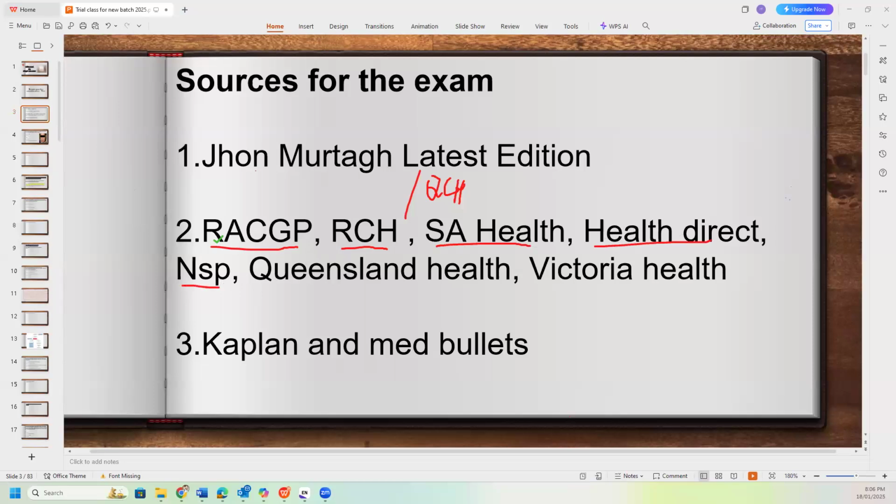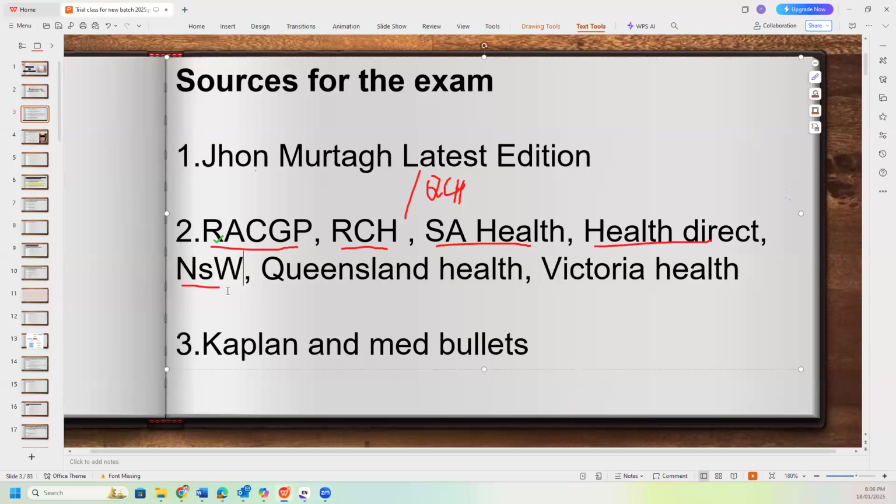Health Direct for generalized knowledge. New South Wales, sorry, it's a typo mistake here. It's NSW instead of B. New South Wales guidelines, especially for emergency medicine. Queensland Health Guideline, Victorian Health Guideline. Then we also sometimes use Kaplan and Med Bullets for sources like hematology, general surgery, or emergency medicine, and Med Bullets for hematology and orthopedic.